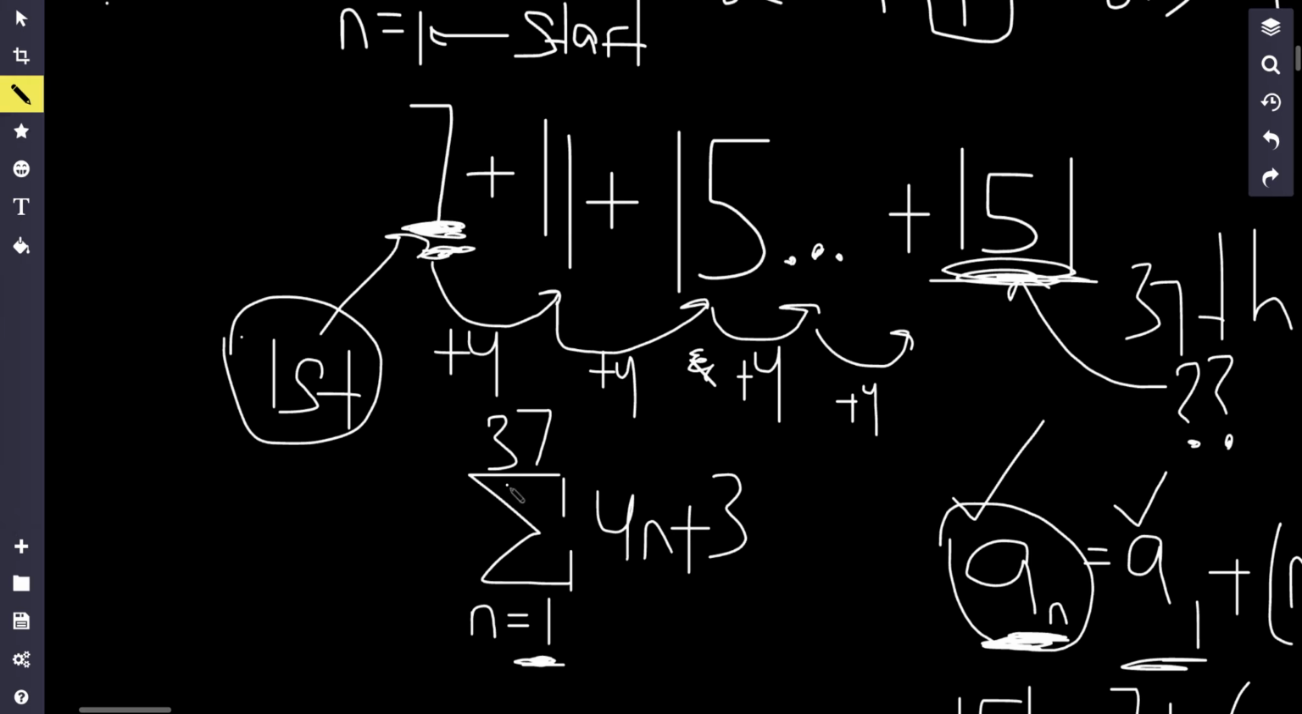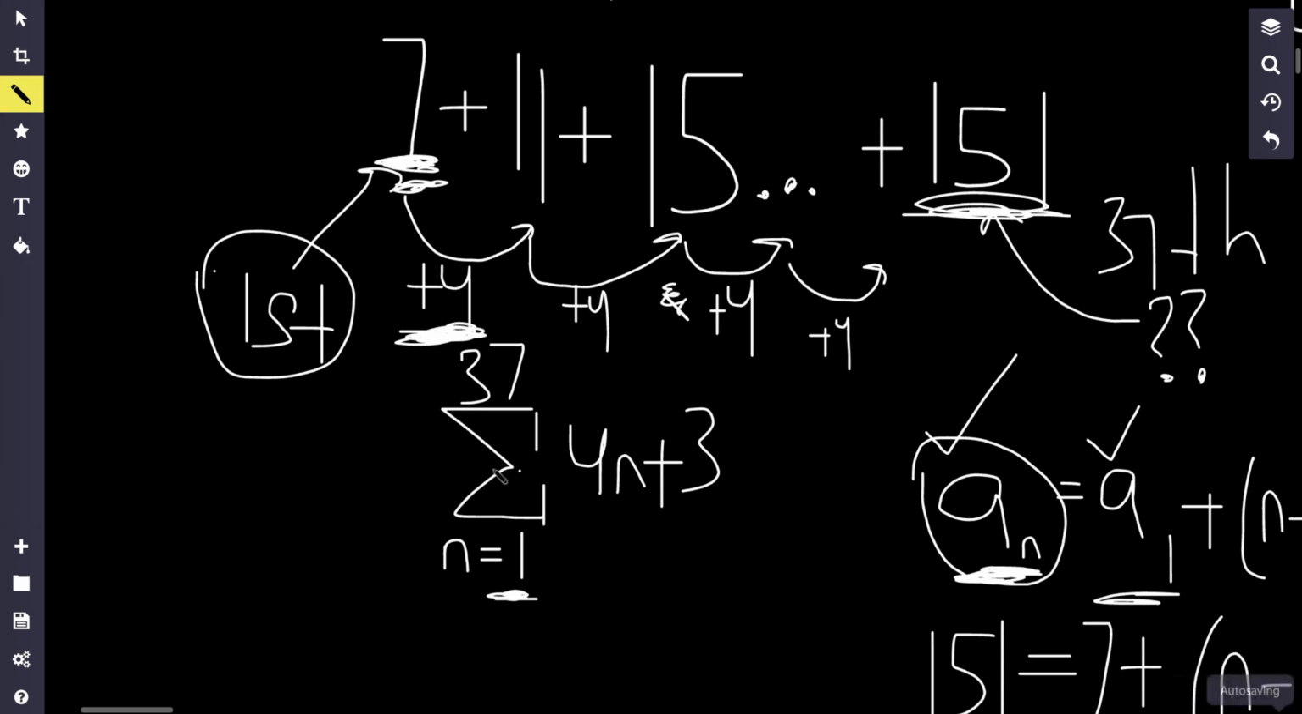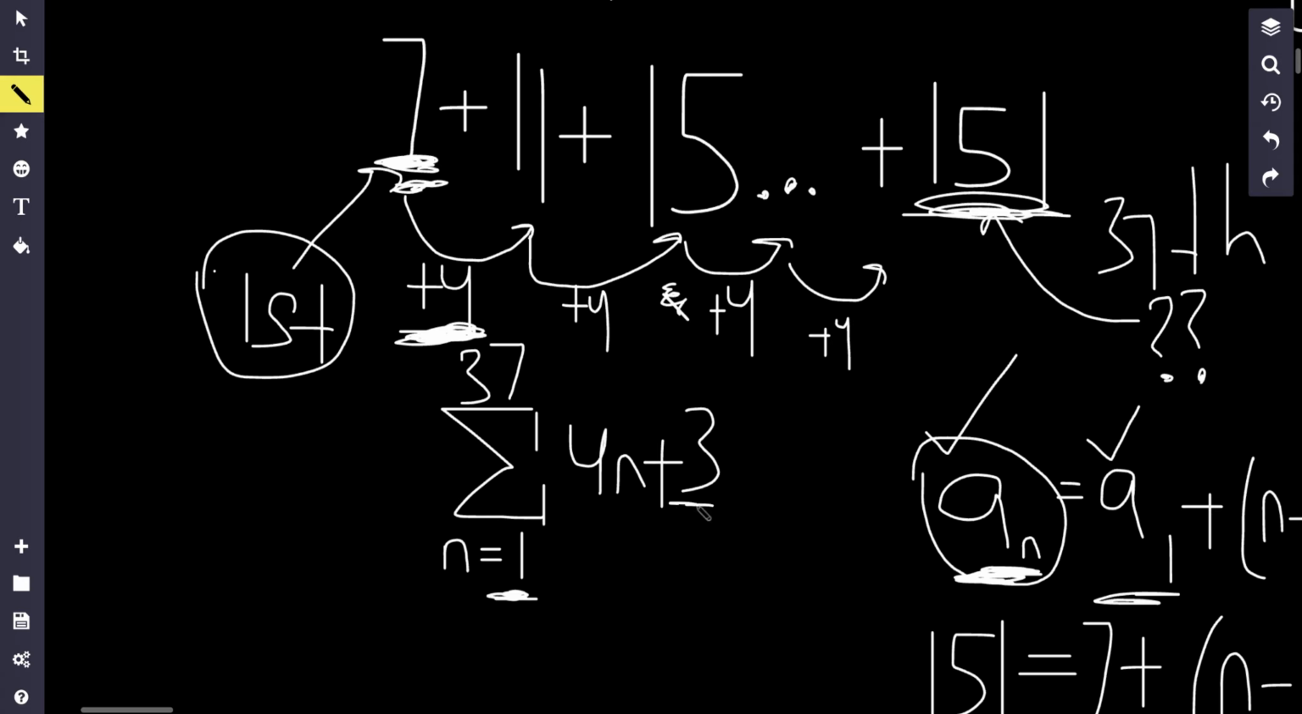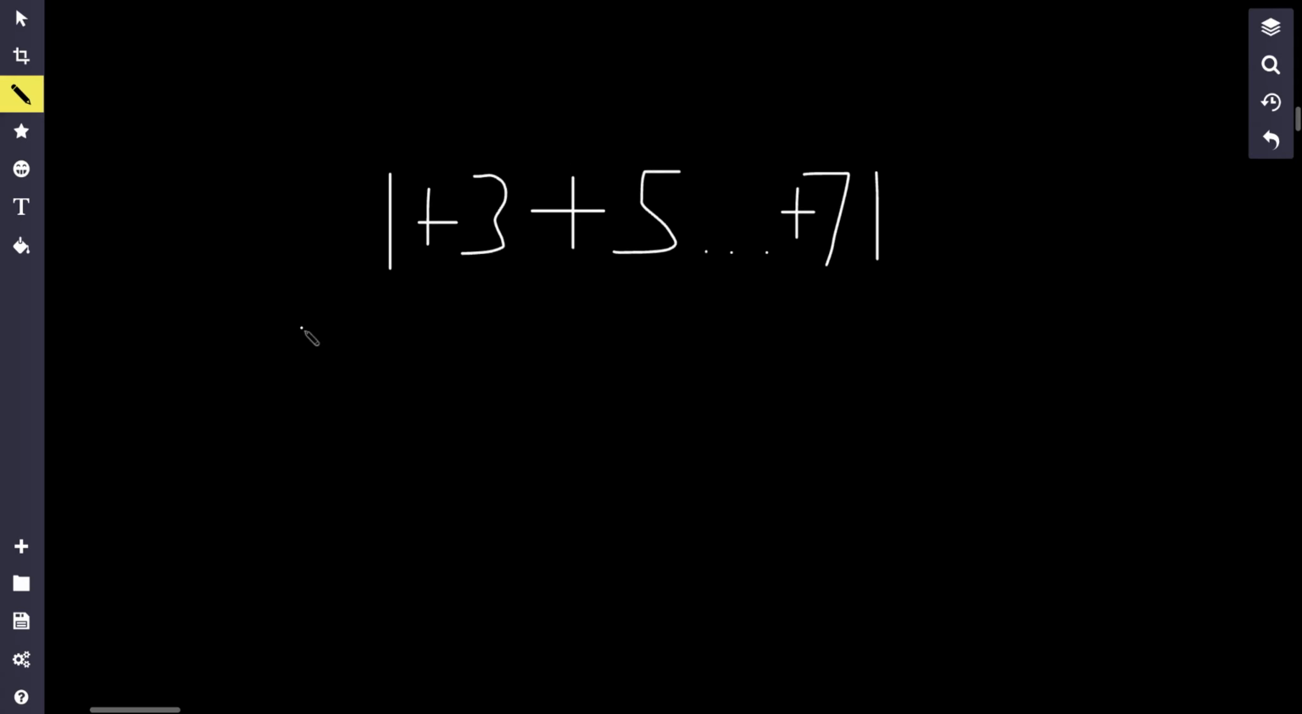All right, so whenever your common difference is some number, for a series in sigma notation, you're going to have that common difference times n, because you're increasing by this common difference every time you move up a term. So yeah. And this plus 3 at the end is just so that the first term comes out right.